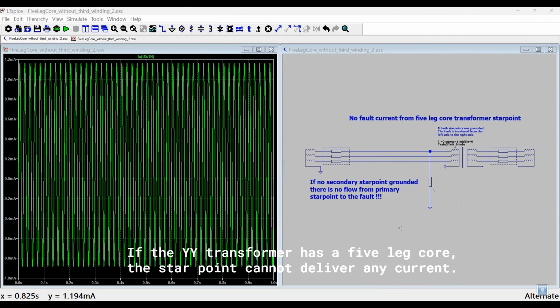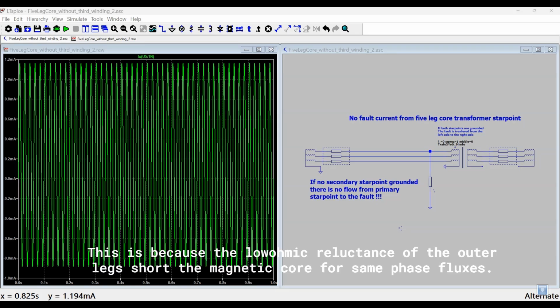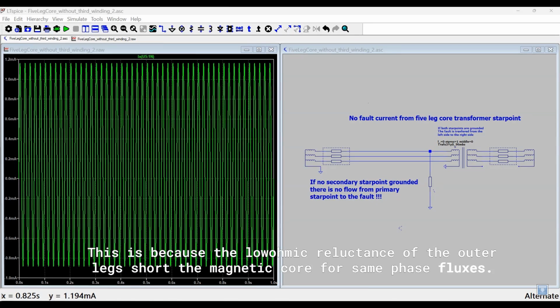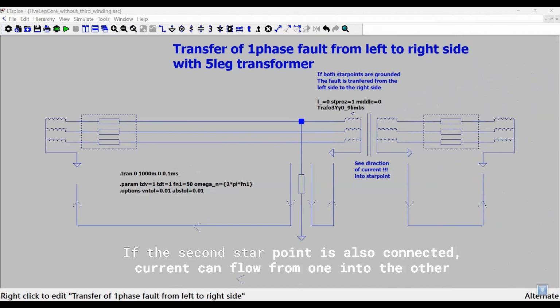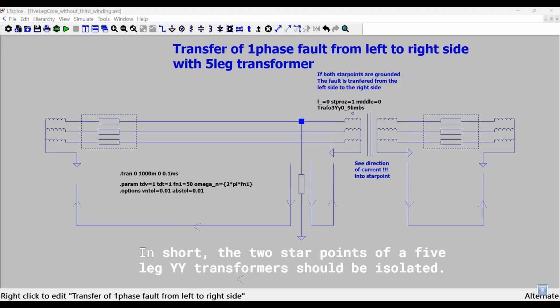If the YY transformer has a 5-leg core, the star point cannot deliver any current if the second star point is isolated. This is because the low reluctance of the outer legs shorts the magnetic core for same-phased fluxes. If the second star point is also connected, current can flow from one into the other star point, but current should not be exchanged between the two star points. In short, the two star points of a 5-leg YY transformer should be isolated.